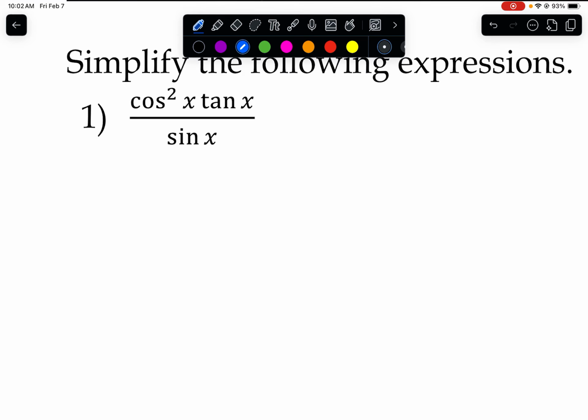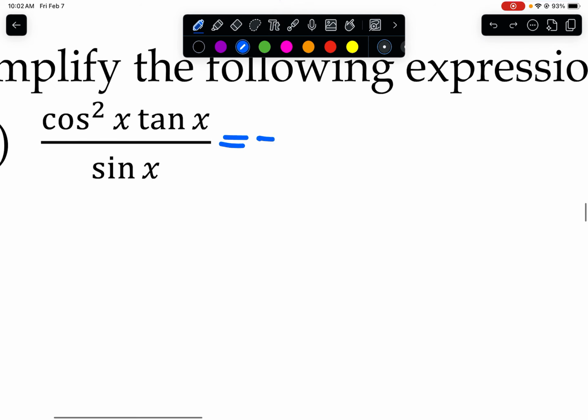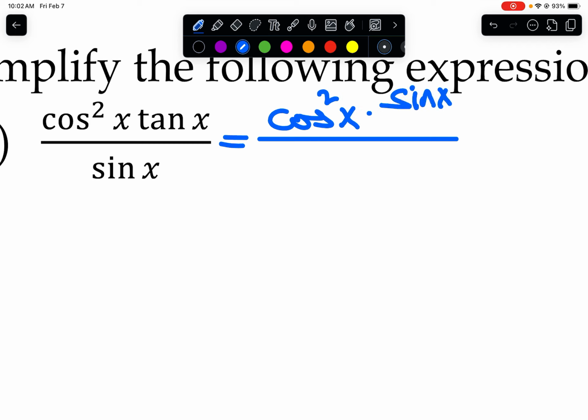So starting off, number 1, now we're going to use even more identities to help us simplify these. So my big advice for you is really focus on getting everything written in terms of sine and cosine. So the cosine squared x, I'm going to leave alone. The sine x, I'm going to leave alone, but I want to change my tangent. So I'm going to rewrite this as cosine squared x times sine x over cosine x. And then that's going to be all over sine x.